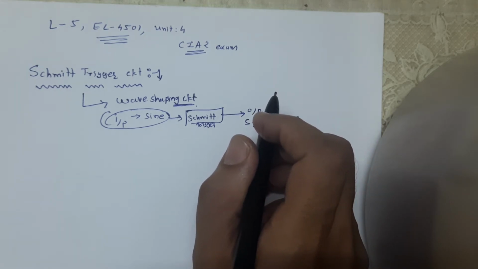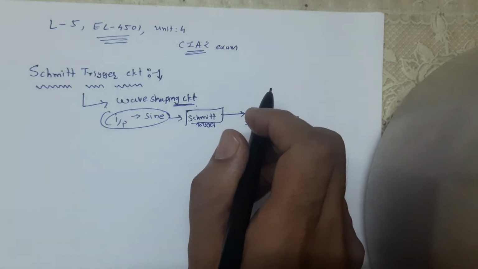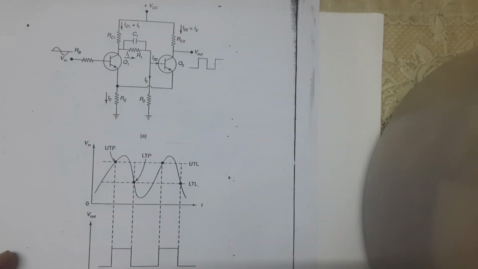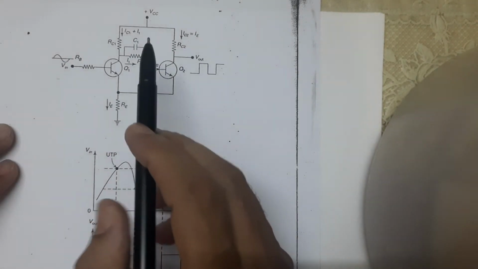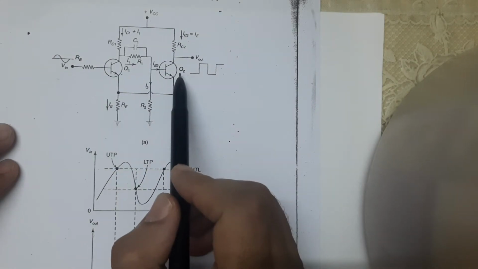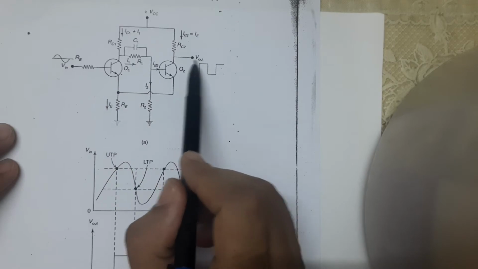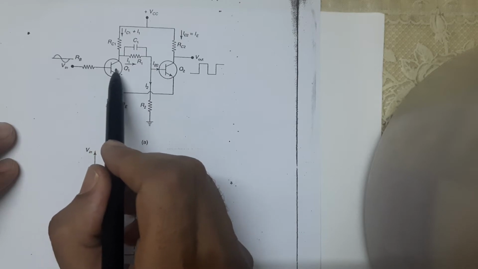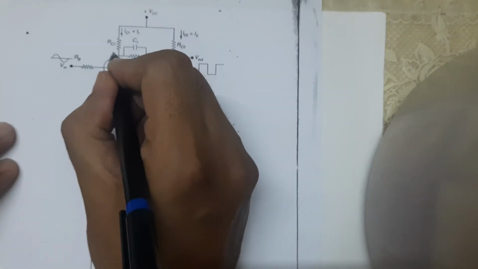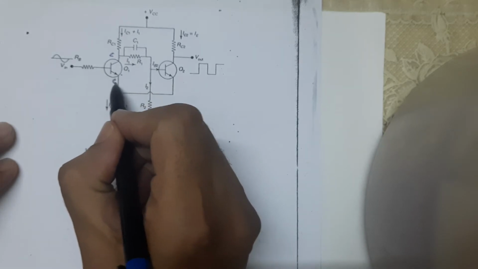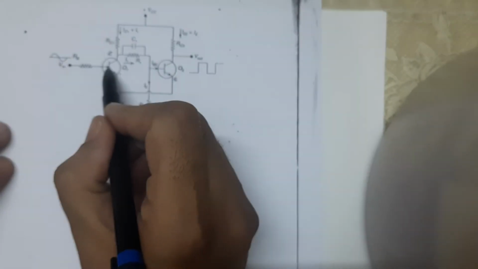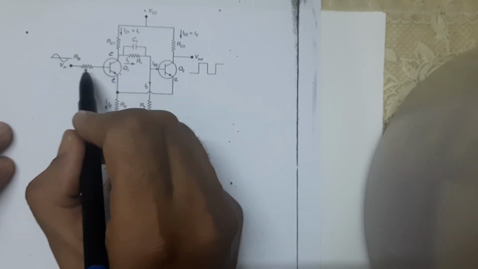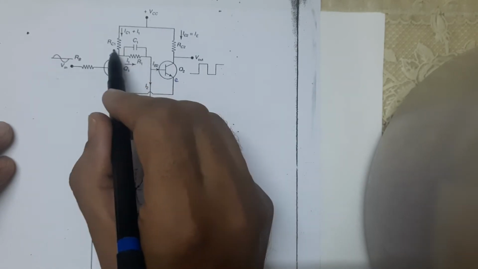The circuit diagram for this Schmitt trigger circuit is already given here. Two transistors Q1 and Q2. This is our input side, this is our output side. On the input side, the first transistor Q1, this is your collector, base, and this is your emitter. The base is connected to our input; we are applying the sine wave. So this is your RC1, RC2.